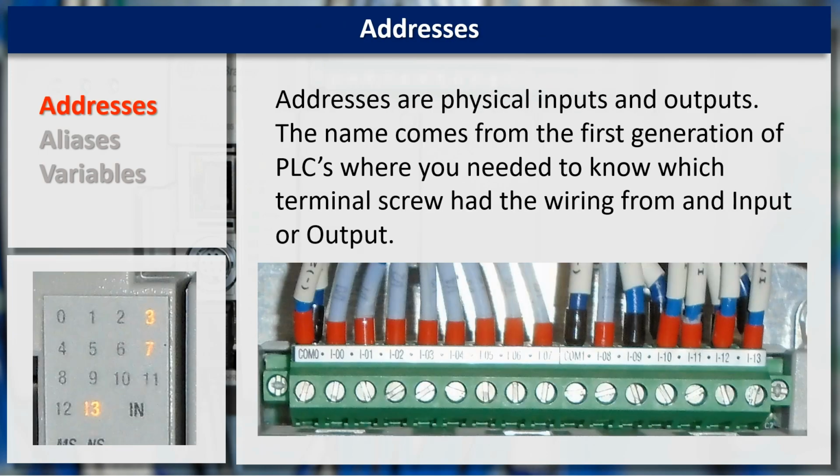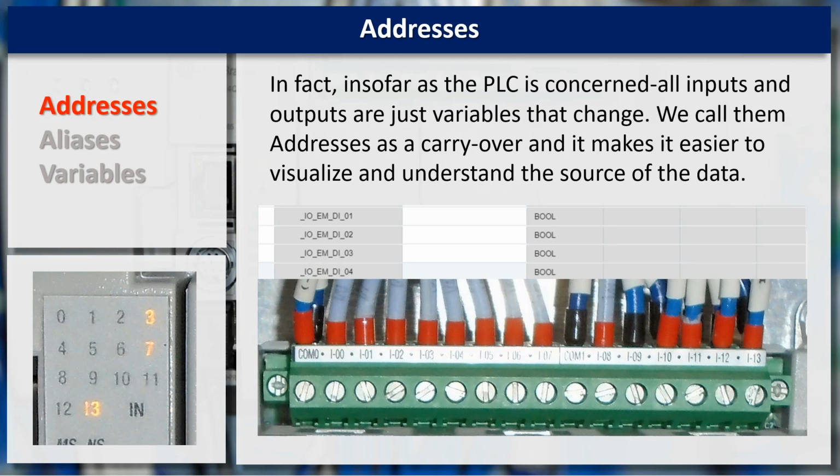Addresses are physical inputs and outputs. The name comes from the first generation of PLCs, where you needed to know which terminal screw had the wiring from an input or an output. In fact, insofar as the PLC is concerned, all inputs and outputs are just variables that change. We call them addresses as a carryover, and it makes it easier to visualize and understand the source of the data.